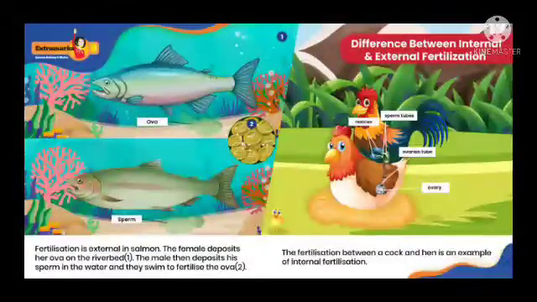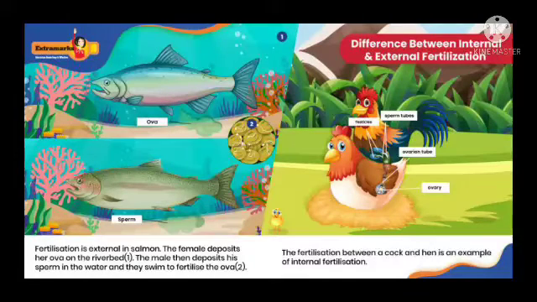Internal fertilization and external fertilization. The fertilization which takes place inside the female body is called internal fertilization. Fertilization in which the fusion of the male and female gamete takes place outside the body is called external fertilization. Example: frog, fish, starfish, etc.